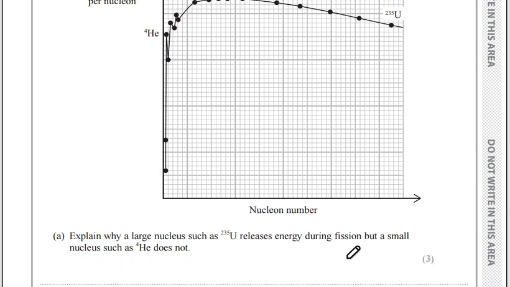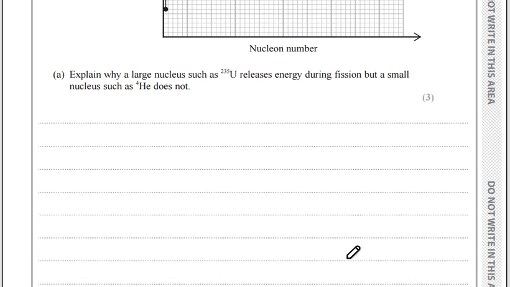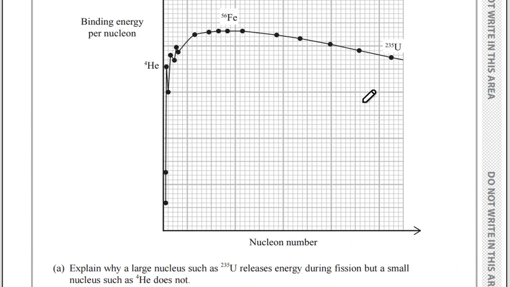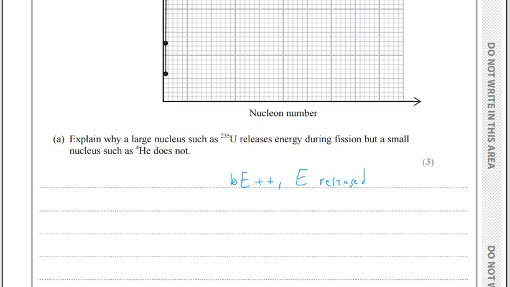Binding energy per nucleon versus nucleon number. Explain why uranium-235 releases energy during fission, but helium-4 doesn't. When binding energy increases, this means there is energy released, right? So as uranium-235 undergoes fission, it decreases in nucleon number and hence its binding energy per nucleon increases. And as binding energy increases, energy is released.